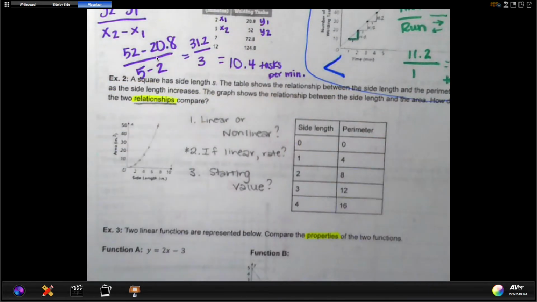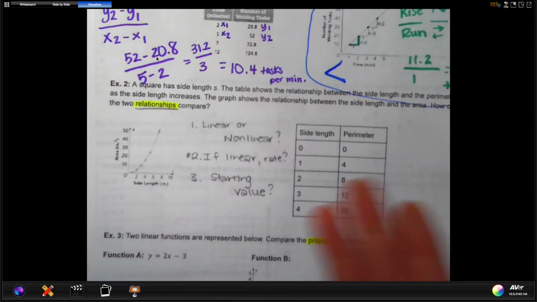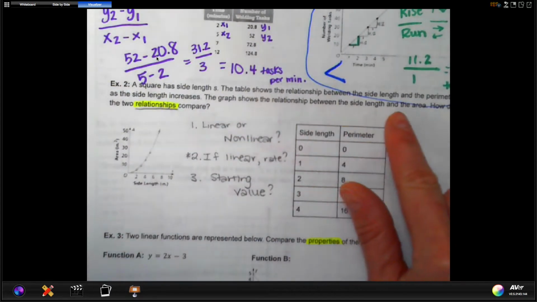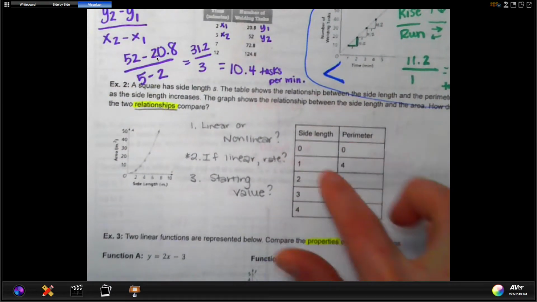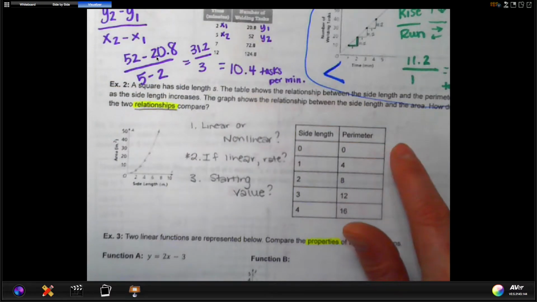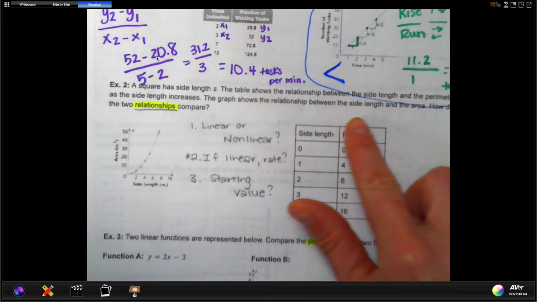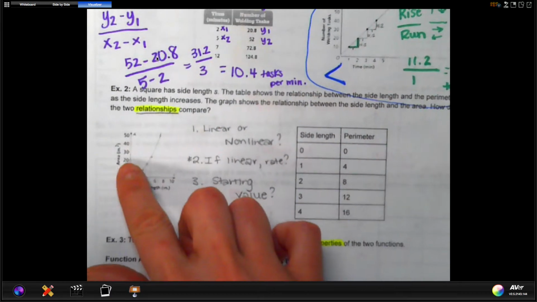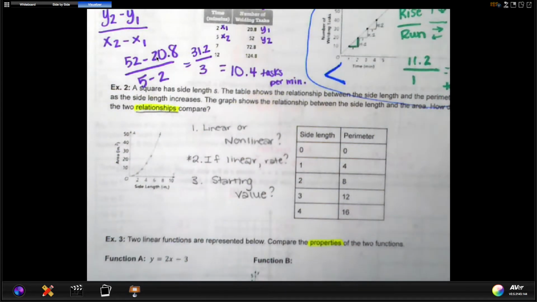Okay, so in this case, this is what they're talking about. A square has side length S. The table shows the relationship between the side length and the perimeter. So perimeter, remember, would be the distance around the square as the side length increases. The graph shows the relationship between the side length and the area. Remember, the area is the middle part. How do these two relationships compare?